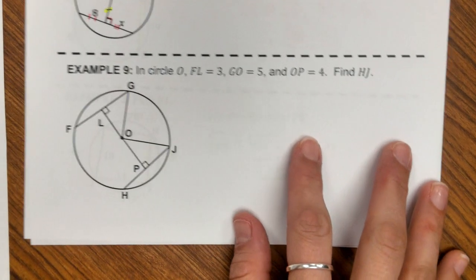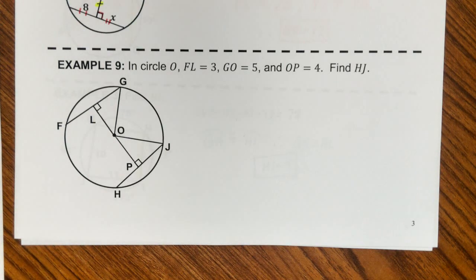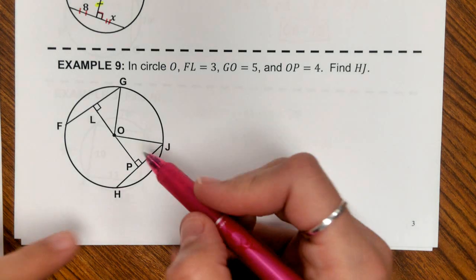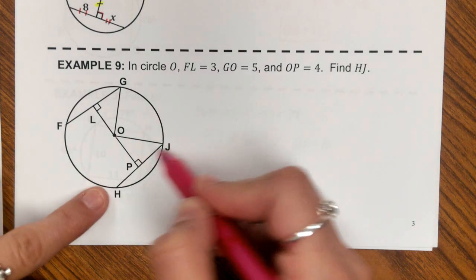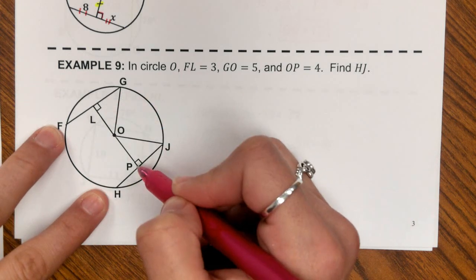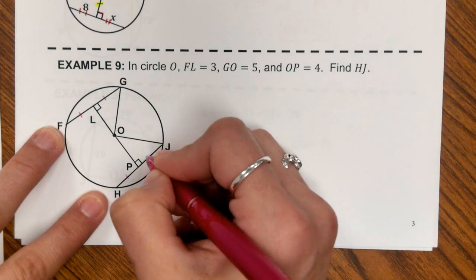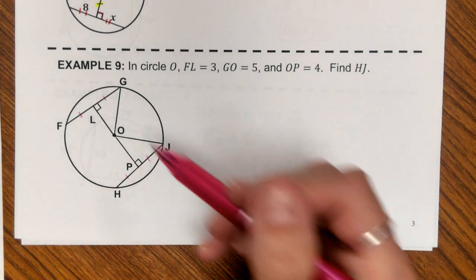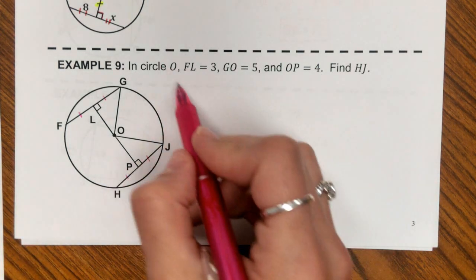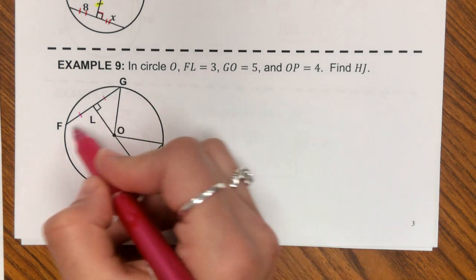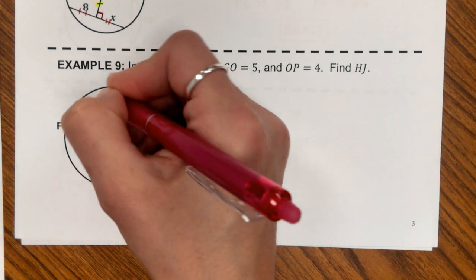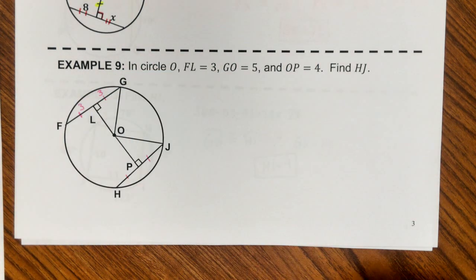The last picture may seem overwhelming, but let's go through step by step and see what we know, okay? One thing we do see here is that we have two chords, and they are perpendicular, so we know that these are going to be bisected, okay? And we'll go ahead and look at what we have. FL, so from F to L is 3. So hey, that tells me this is 3 also.